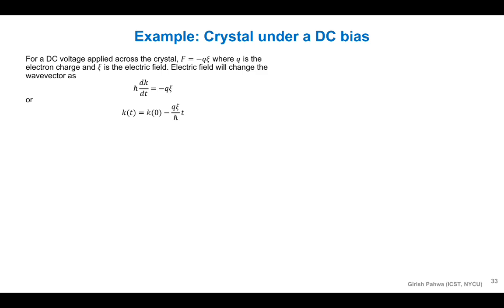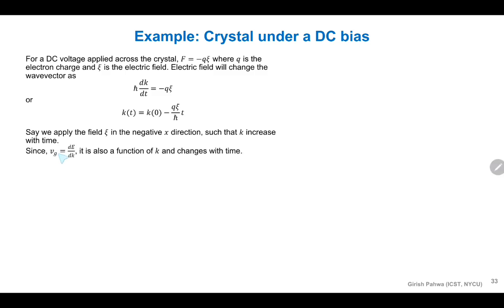Now I know that my k is also going to change the group velocity, because Vg is equal to 1 by h bar into dE by dk. K changes, my velocity will change, because Vg is a function of k. So how does it change? Vg is equal to dE by dk. K changes, Vg will change.